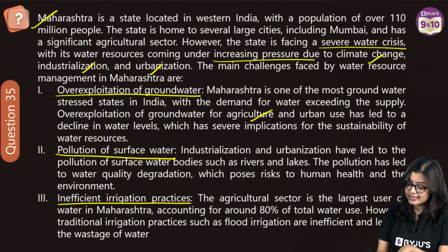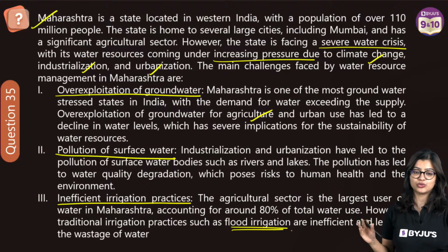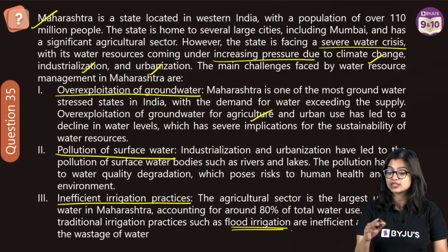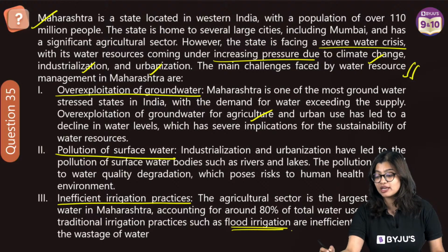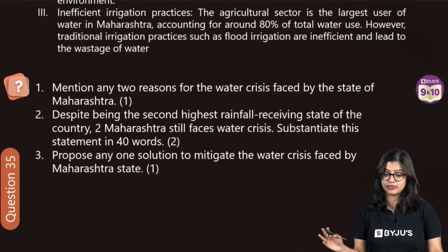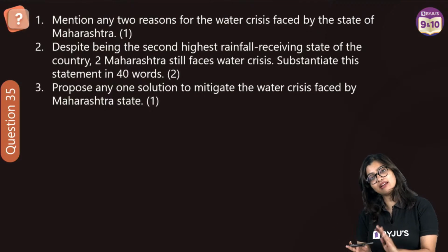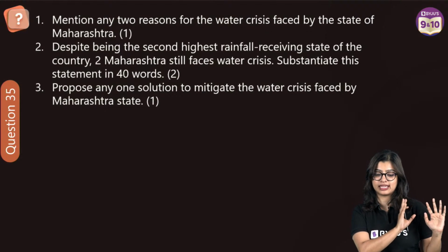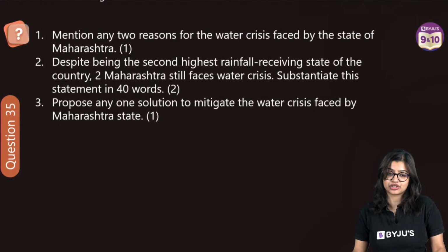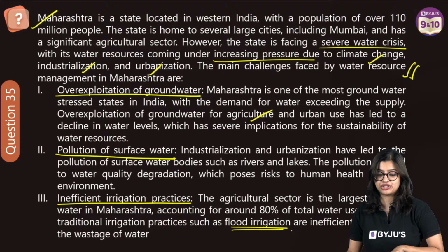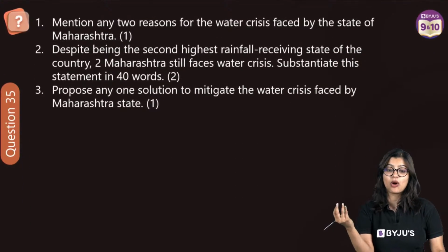So here we see that they use traditional practices such as flood irrigation that is not useful. Yeah, this is unseen because this right here is not something that you will directly find. So this is proper case and application that is given to you. Now based on this, the entire question is there in the passage that is given. Mention any 2 reasons for water crisis faced by the state of Maharashtra. Very simple. They have already mentioned what is the reason for water crisis.